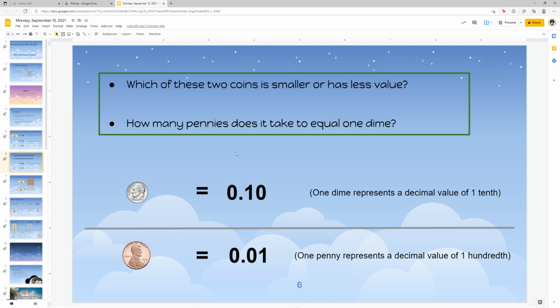Which of these two coins in particular is smaller or has less value? If you were thinking penny, you would be correct, right? A penny is worth 1/100th, whereas a dime is worth a tenth. So it takes 10 pennies or 10 hundredths to equal one dime or 1/10. So to answer that second question we just did: how many pennies does it take to equal one dime? 10.